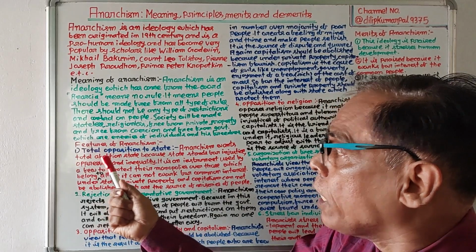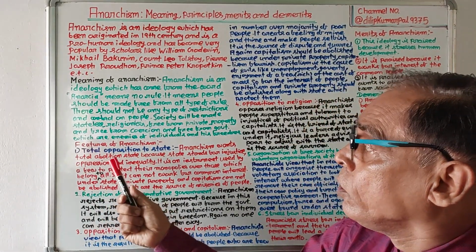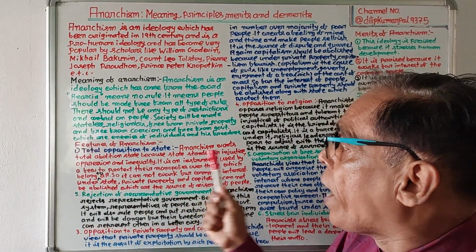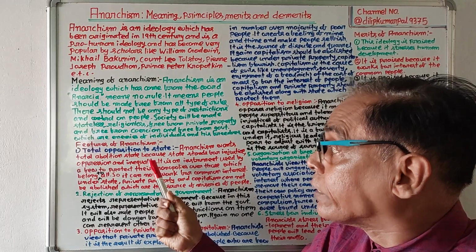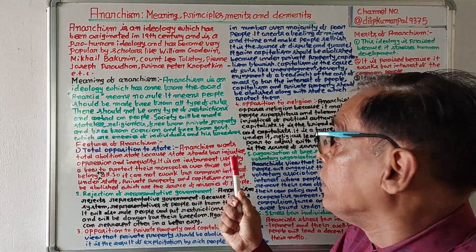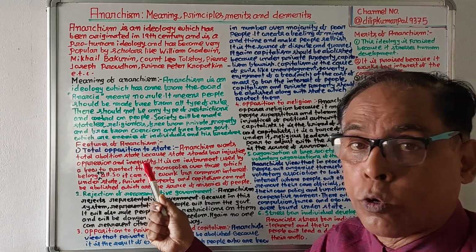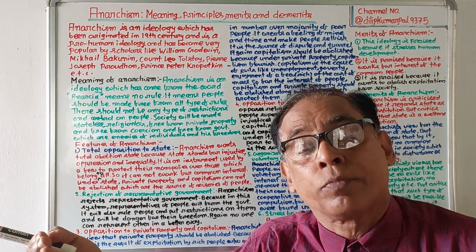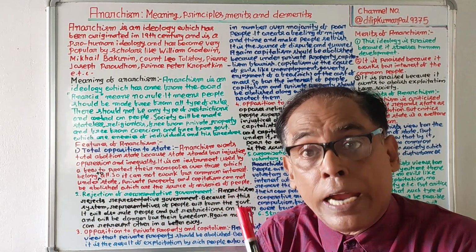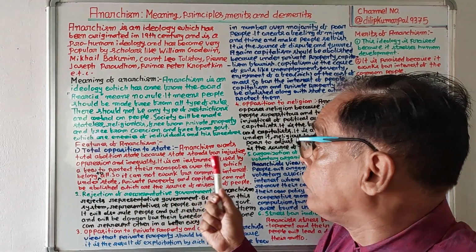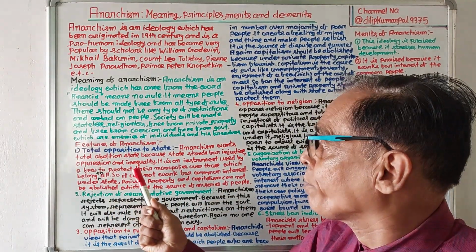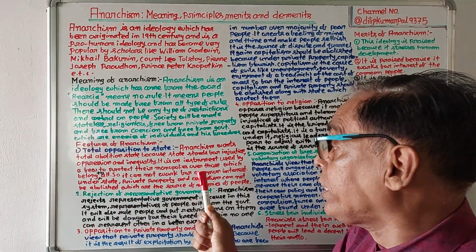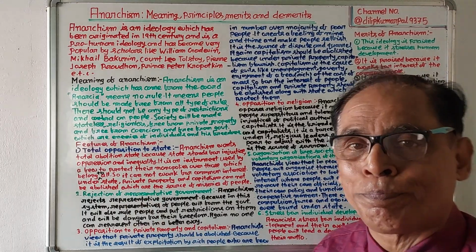Now let us discuss the features of anarchism. Total opposition to the state. It totally opposes the state. Anarchism wants total abolition of the state because the state stands for injustice, oppression and inequality. It is an instrument used by a few to protect their monopoly over those things which belong to all.